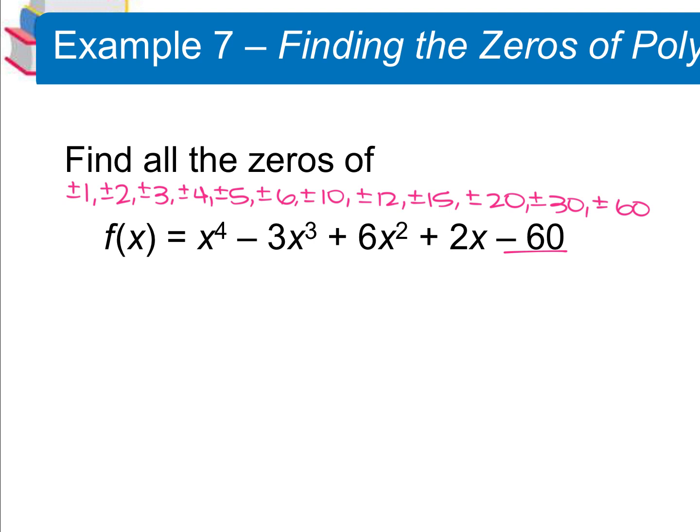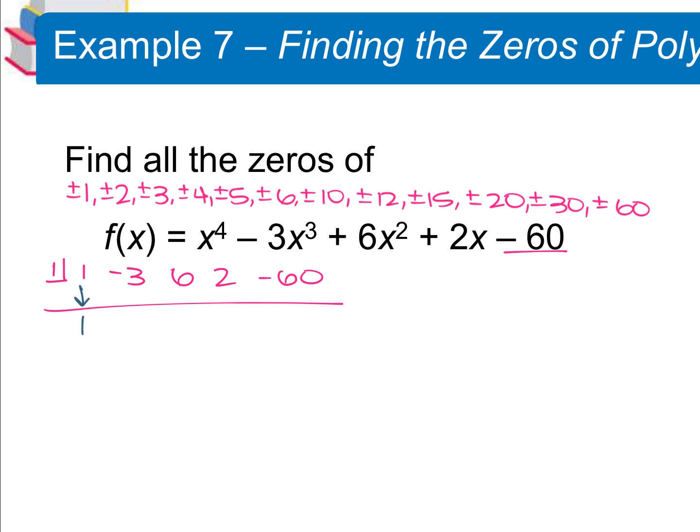Typically, I'd start with 1, then -1, 2, -2, see which ones work. So I'm going to work with 1 first, see if that gives me a 0 as a remainder. If it doesn't, I know that that's not a solution. So on the inside of my synthetic division, I'm going to have 1, -3, 6, 2, and -60.